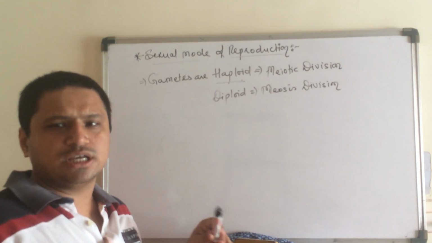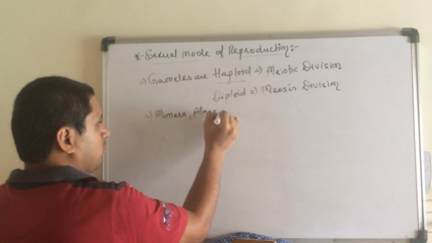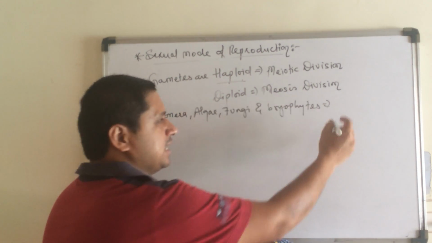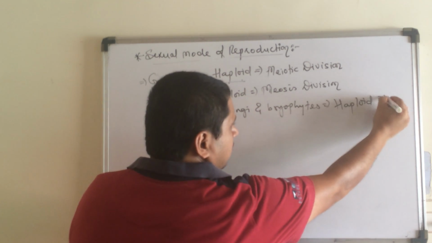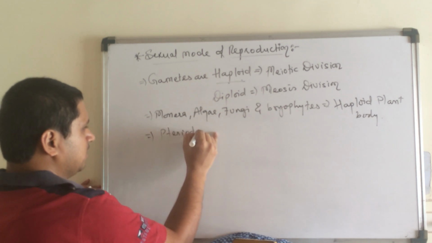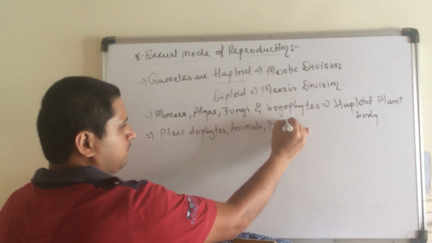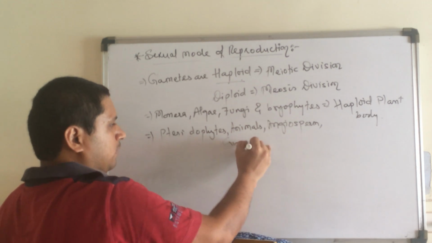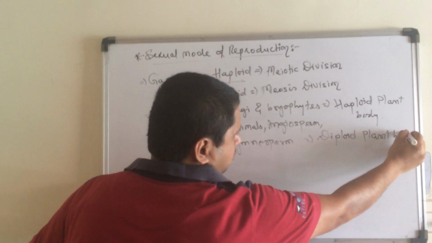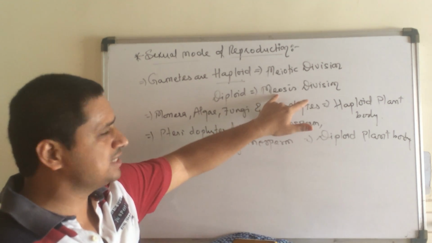Now, if we talk about differentiating the plant body of the organisms, that is the monera, algae, fungi, and that is the bryophytes, they have the haploid plant body. Now this is very important with respect to the NEET examination, children. Whereas the higher organisms from the bryophytes, that is what, children? Pteridophytes, then the animals, then the angiosperms, gymnosperms. All these organisms exhibit the diploid plant body, we can say. They exhibit what, children? The diploid plant body. Now, as we all know, in the diploid plant body, the gametes are diploid, they undergo what division? That is the meiosis division.